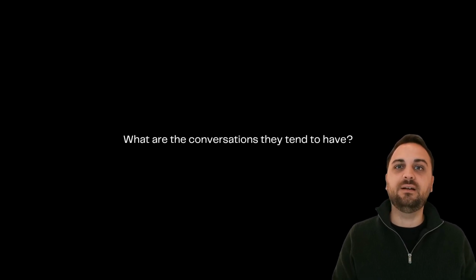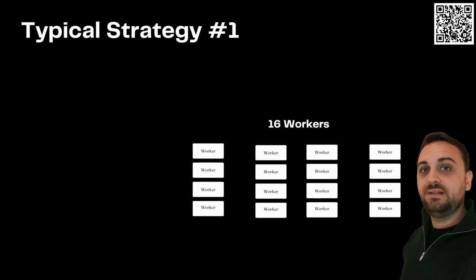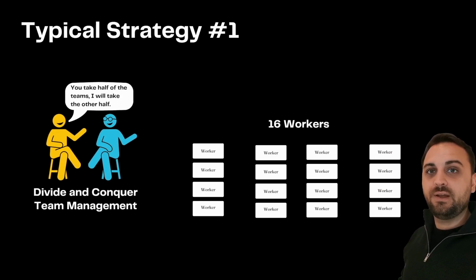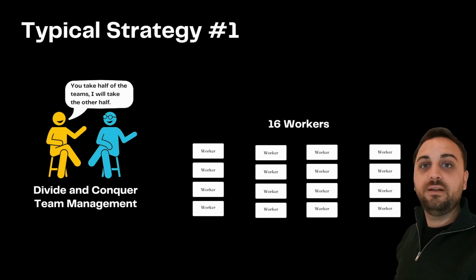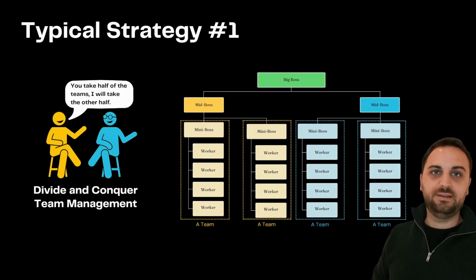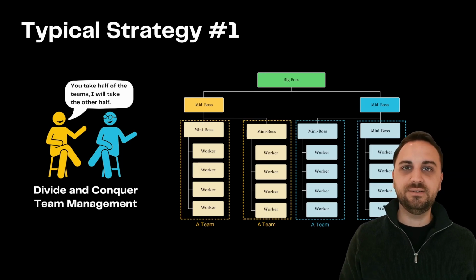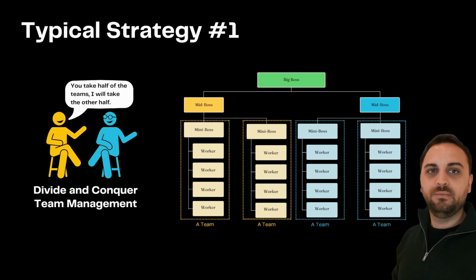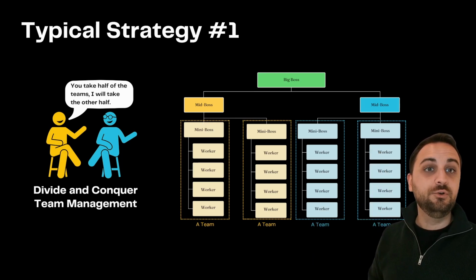Typically, this is what I'm seeing. Typical strategy number one, you get 16 workers in your company. You say, okay, manager one says, you take half of the teams and I'll take the other half. Divide and conquer team management. And you get an org chart that looks like this. Big boss at the top, mid bosses, mini bosses, and then a bunch of workers. And we group them saying, oh, you're a team and you're a team and that's a team, and I got a group around that. So that's a group of teams, right?